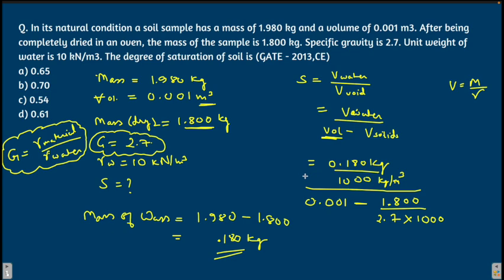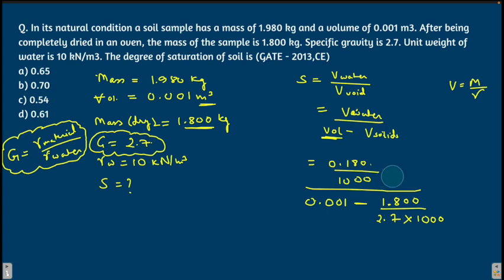Let's try to do that. As I have told you, it's better to solve a few things manually, because if you solve this in the GATE calculator, chances are you will commit a mistake. So it's better that you solve some things manually and make it shorter. So it is 0.18 into 10 to the power minus 3.